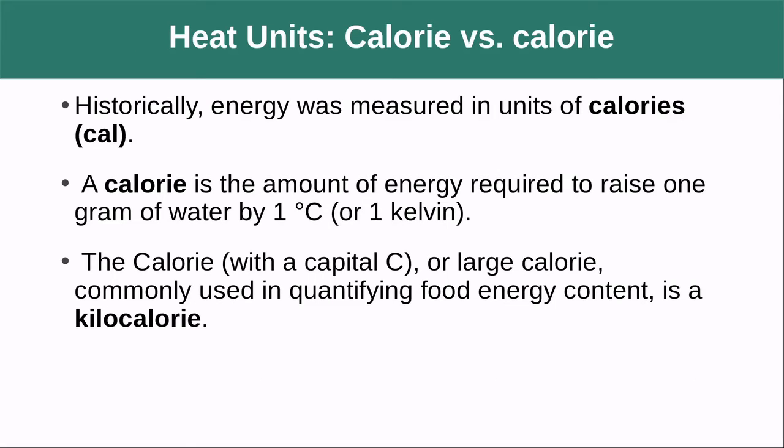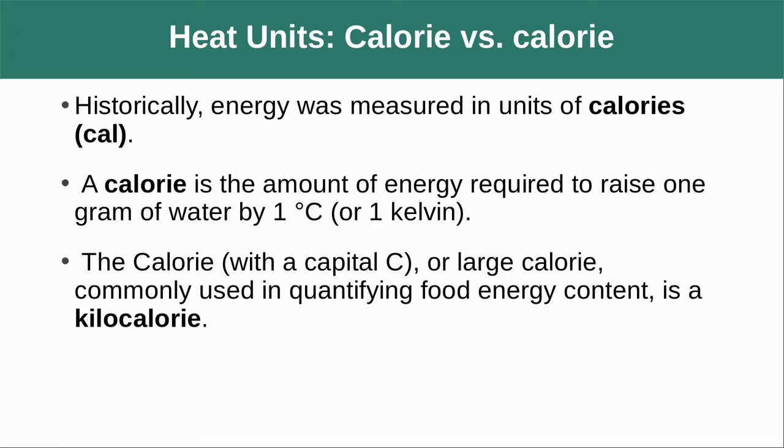So, units of heat. Historically, energy was measured in units of calories, and a calorie is the amount of energy required to raise 1 gram of water 1 degree Celsius. And because the difference in temperature in degrees Celsius is the same as the difference in Kelvin, it could be called the amount of energy required to raise 1 gram of water by 1 degree Kelvin. Do be careful with that, because it's only the differences in those temperatures that are equal to each other, not the actual absolute temperatures.